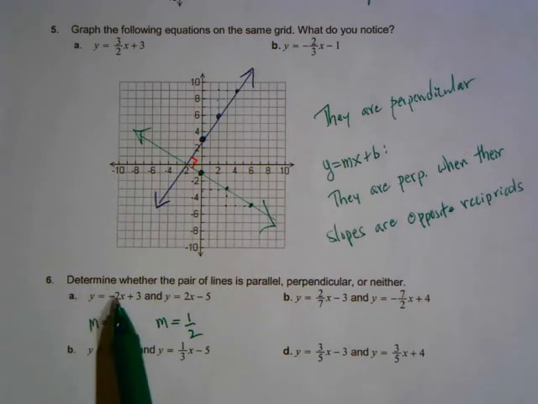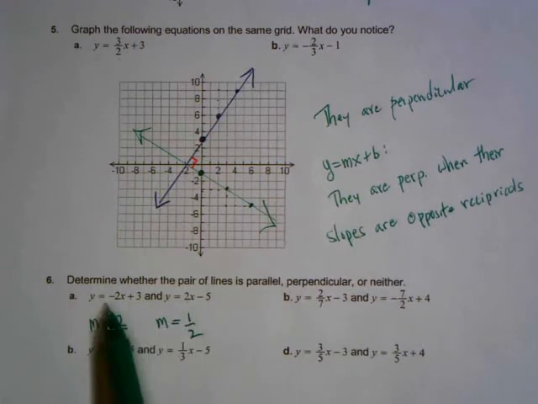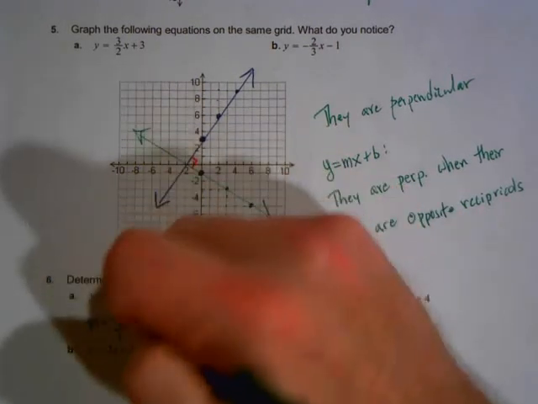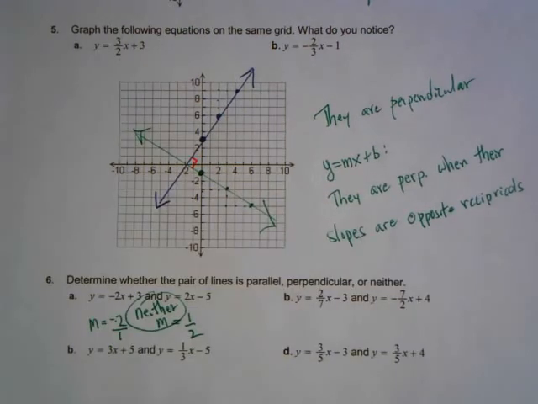So, these are not parallel because the slopes are not exactly the same. They're also not perpendicular. To be perpendicular, if this one has a slope of -2, this one would have to have a slope of 1/2, but it doesn't. It has a slope of 2. So the answer to this one is they are neither.